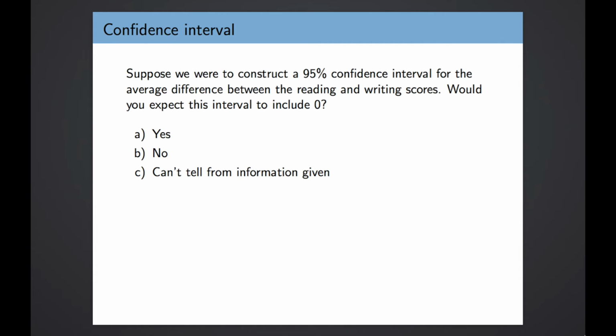One final conceptual question on this topic. If we were to construct a 95% confidence interval for this average difference between reading and writing scores, would we expect that confidence interval to include 0, to overlap 0? Take a minute and see what you think.